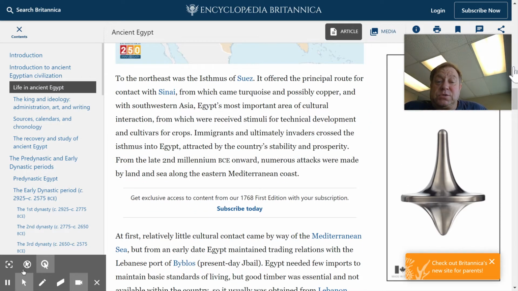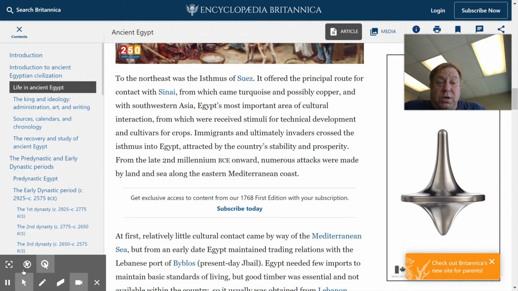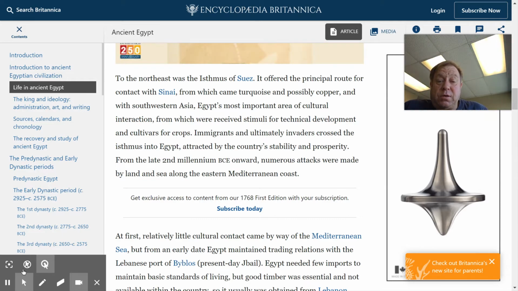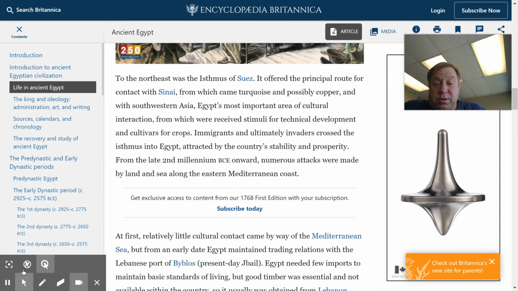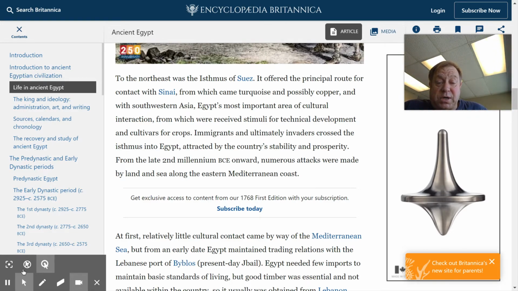To the northwest was the Isthmus of Suez. It offered the principal route for contact with Sinai, from which came turquoise and possibly copper. And with southwestern Asia, Egypt's most important area of cultural interaction, from which they received stimuli for technical development and cultivars, plants for crops. Immigrants and ultimately invaders crossed the isthmus into Egypt, attracted by the country's stability and prosperity. From the late second millennium BCE onward, numerous attacks were made by land and sea along the East Mediterranean coast.